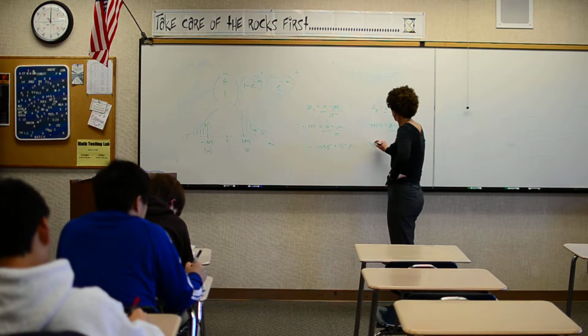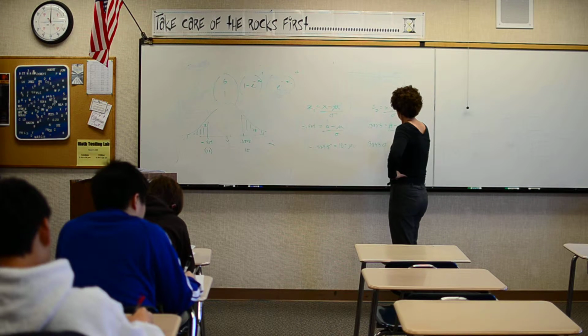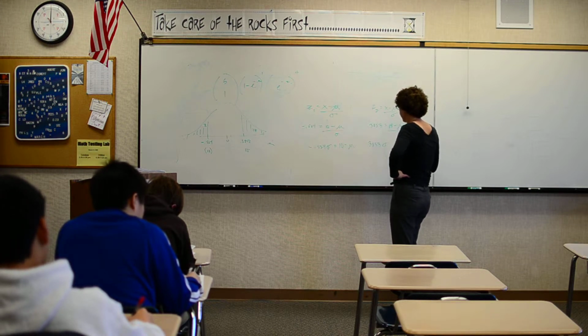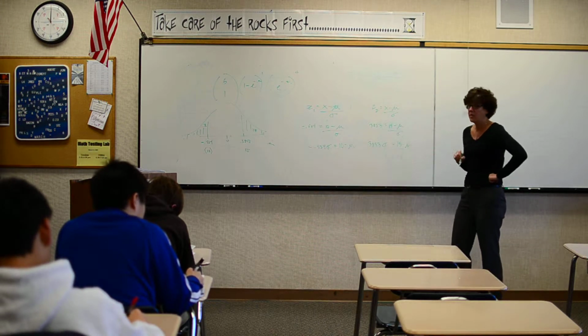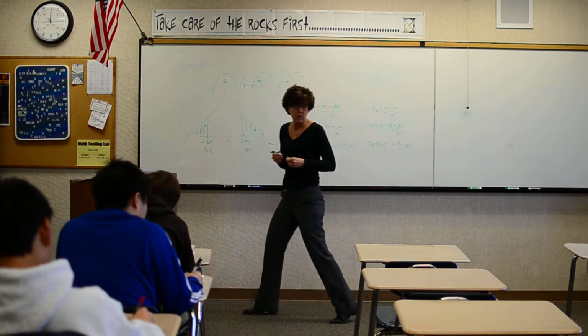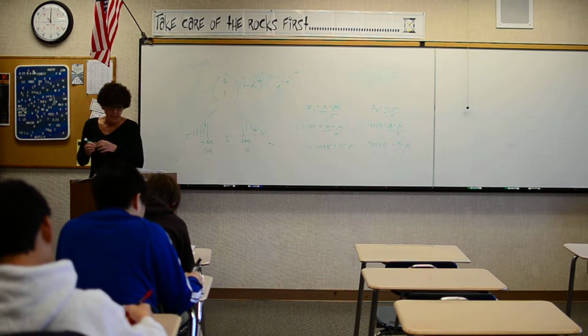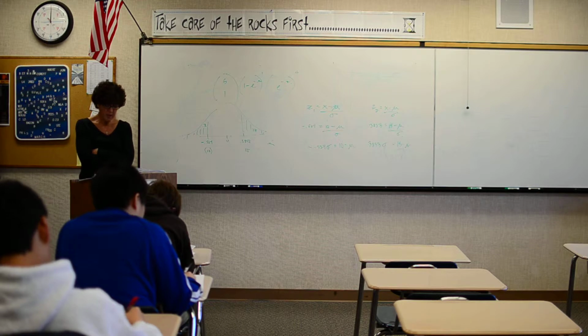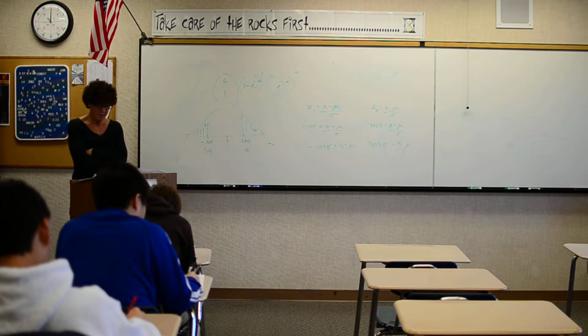So 0.3853 sigma is equal to 15 minus mu. And you need to solve that system, right? And you get mu is 12.9 and sigma is 5.50.